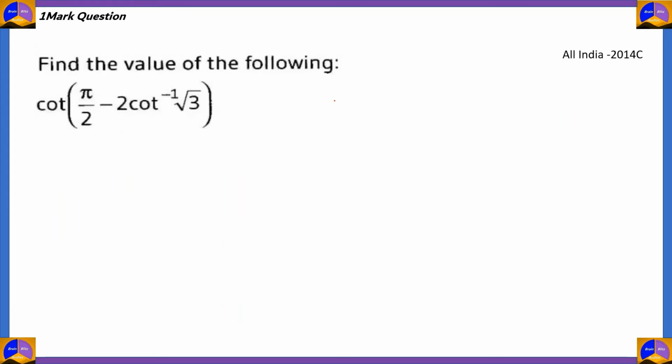Find the value of the following: cot of pi by 2 minus 2 cot inverse root 3. Now, this might look a little bit intimidating, but trust me, it's really easy. First thing you need to know is this looks like cot of pi by 2 minus theta, when we take theta as 2 cot inverse root 3 for the moment.